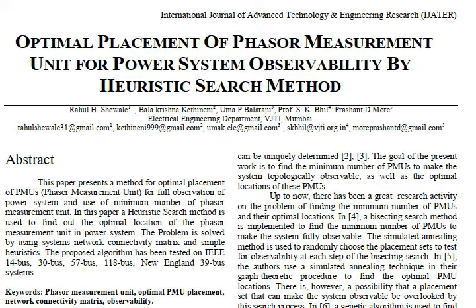It's our second lecture about the optimal placement of phasor measurement units for power system observability. So if you find any difficulty in understanding this lecture, please go to our previous lecture, which is lecture 1 of the optimal placement of phasor measurement units.